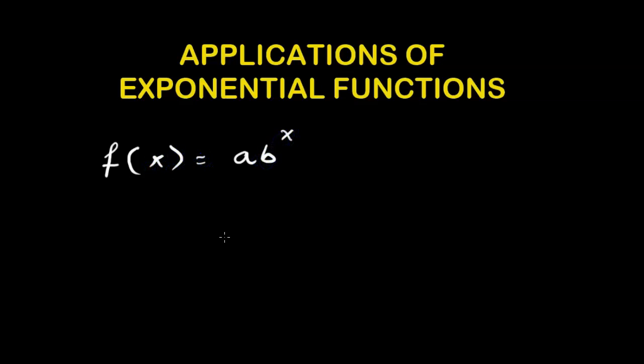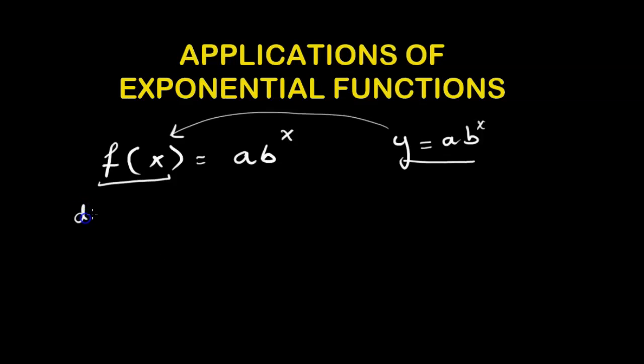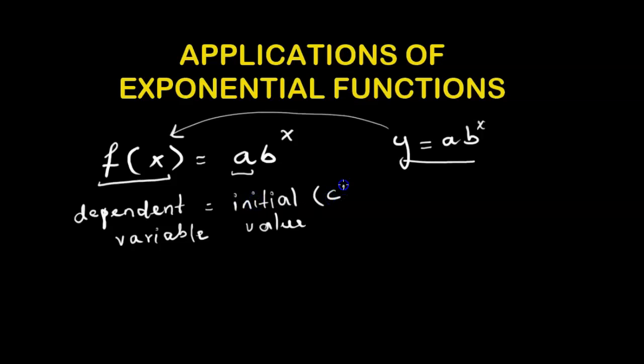Let's first understand the meanings of all the variables included in this equation. We know f(x) is a dependent variable, so instead of using y = ab^x, because we are doing a functions course, we are using f(x) instead of y. So f(x) is just the dependent variable. a is the initial or original value. b represents the change. Because we're doing exponential functions, this is going to be exponential change. So we can write an exponential change raised to the power of the independent variable.